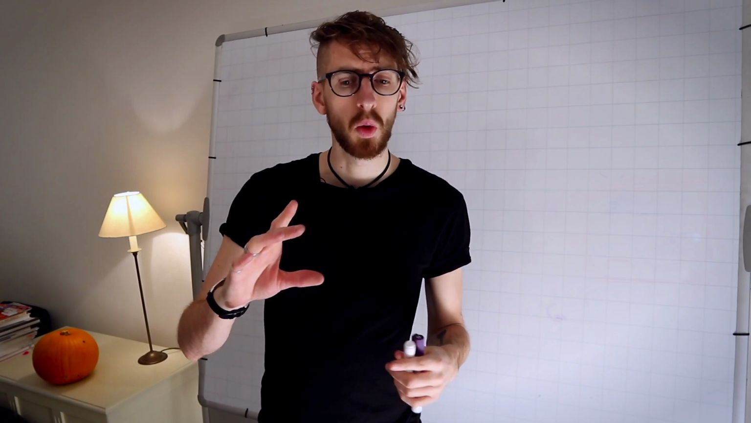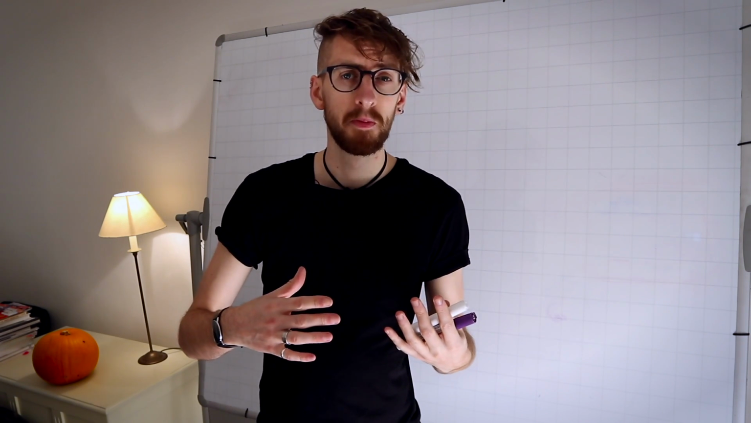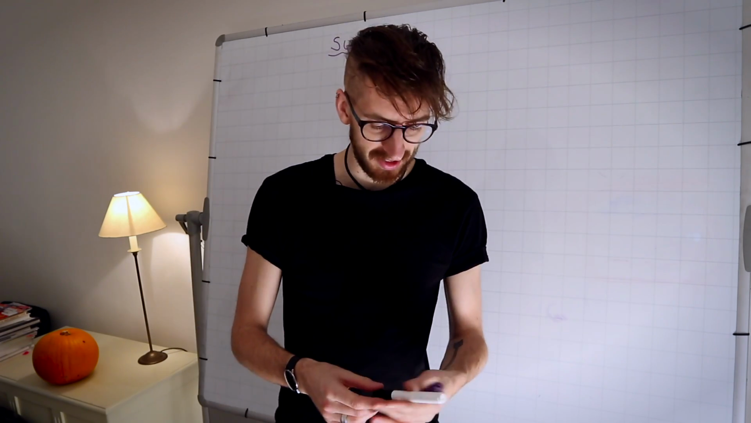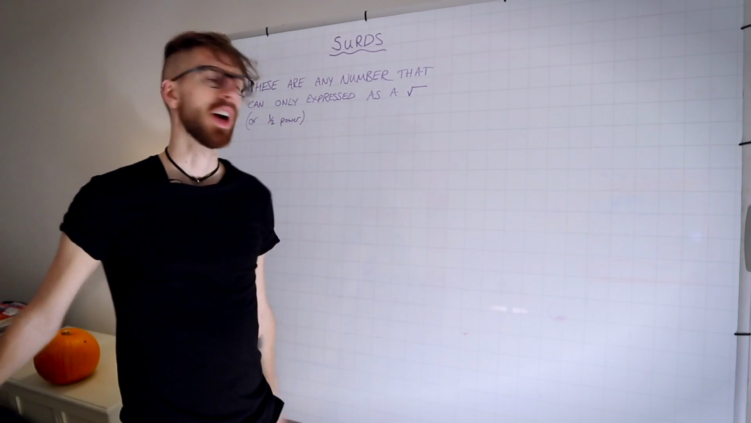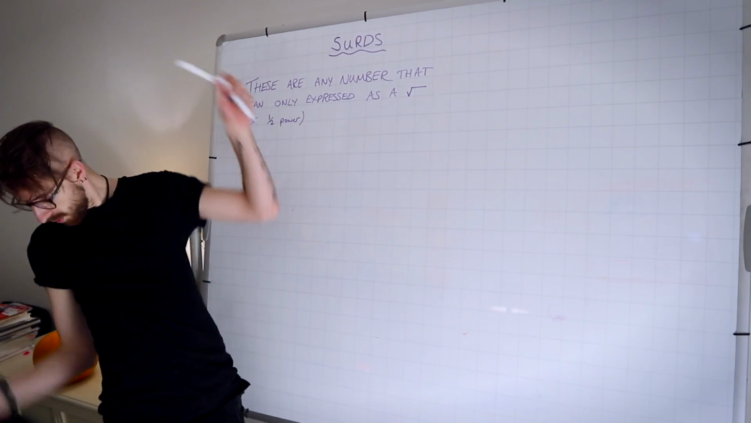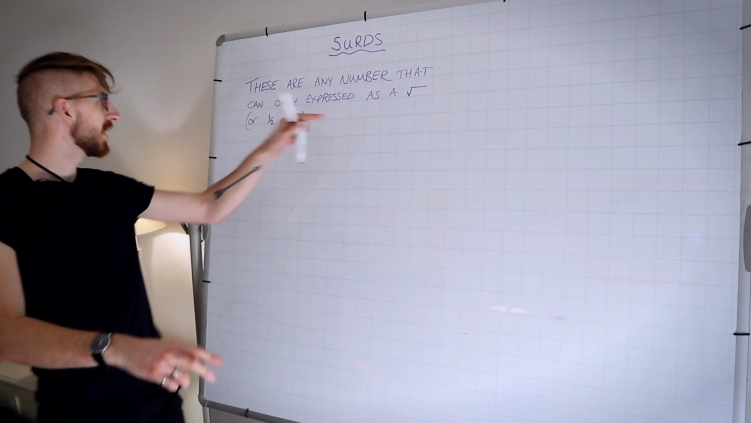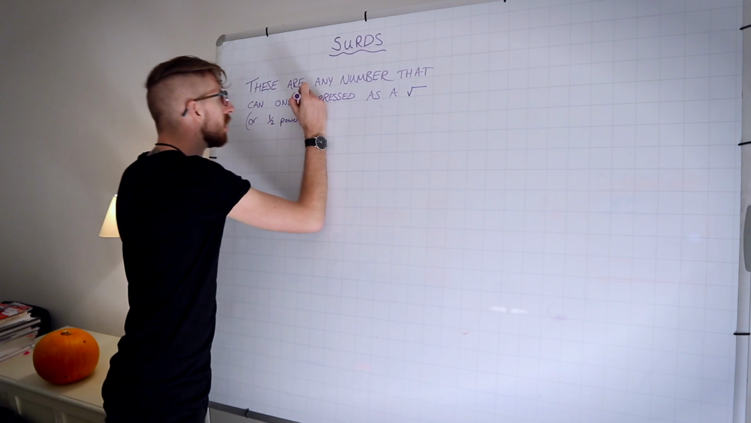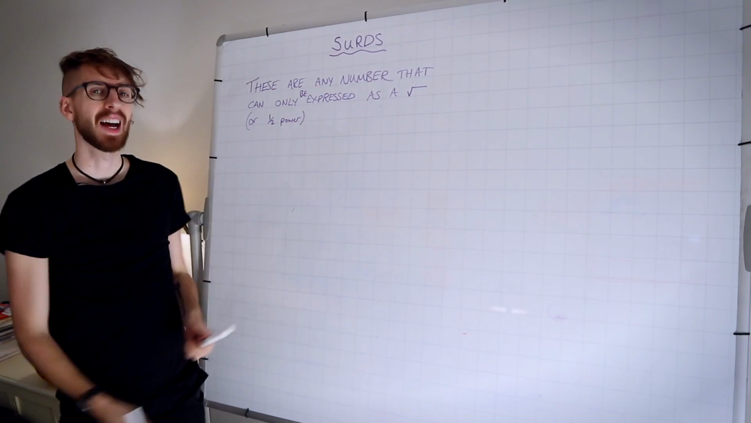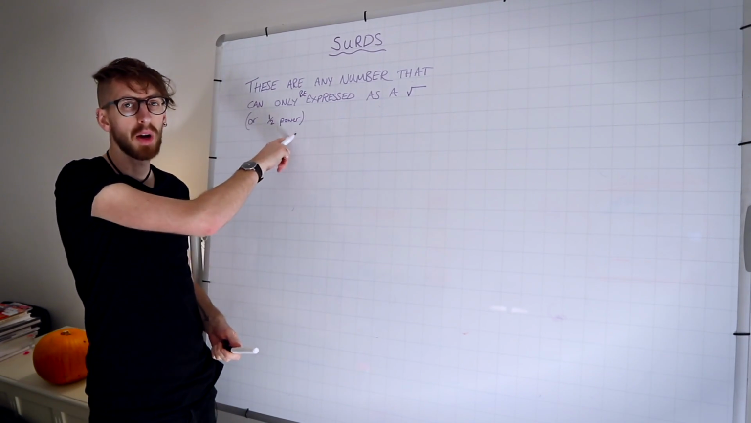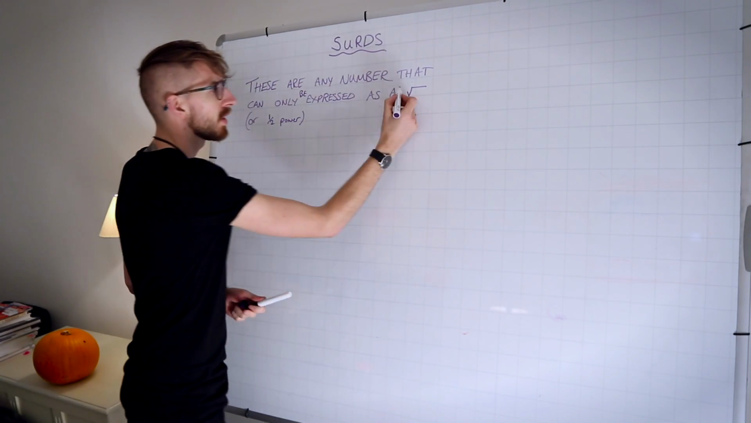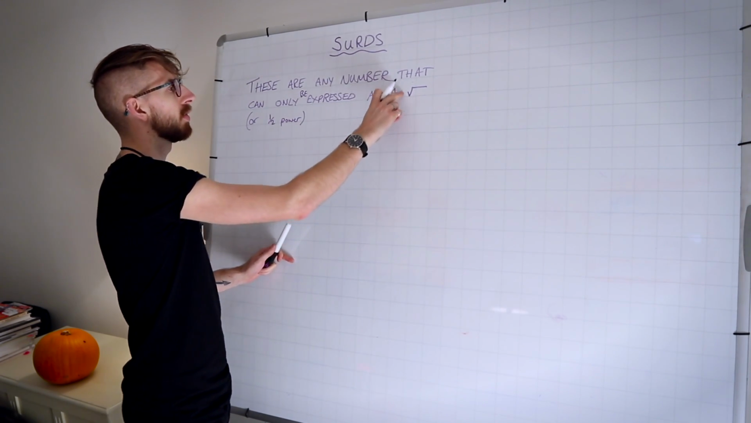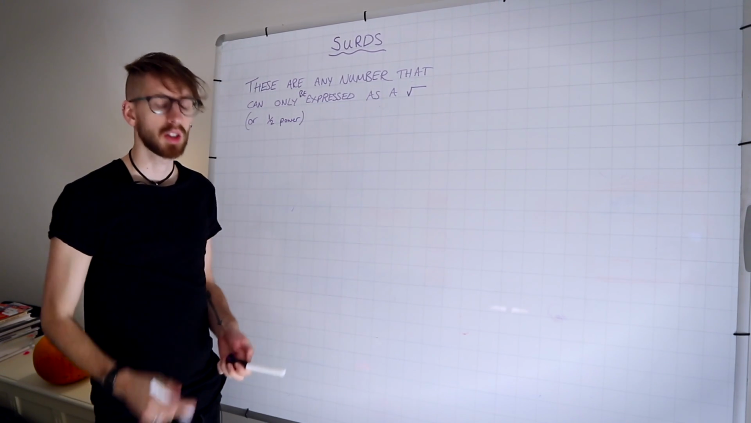Then we're going to go on to what we do with surds to make them simpler and easier to digest. What I've written here is that surds are any number that can only be expressed as a square root or a half power. Now, I'm saying square root, but we can also say cube root, and this would be a third power, but for now I'm just saying square root just to be simple.